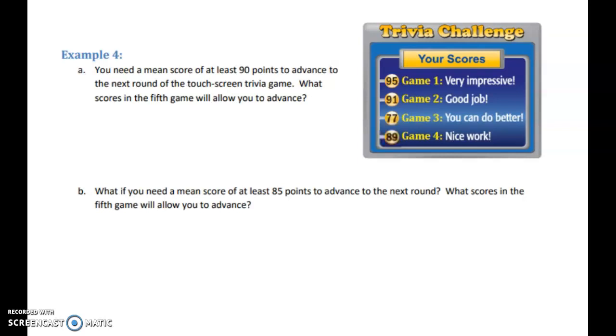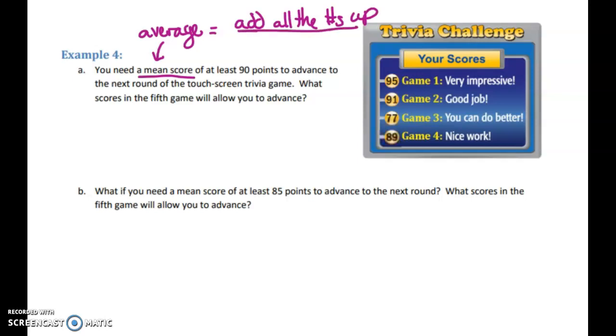Okay, so let's take a look at example 4A. It says you need a mean score. So a mean score, that means average score. And how you find the average is you add all the numbers up, and then you divide by how many numbers there are.